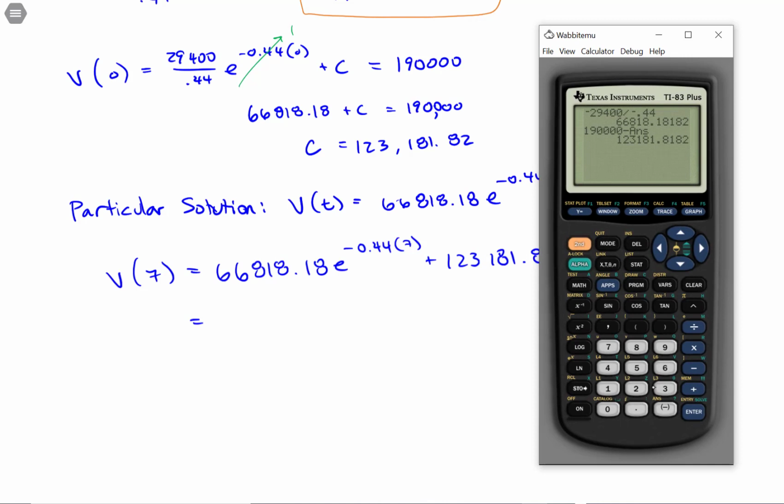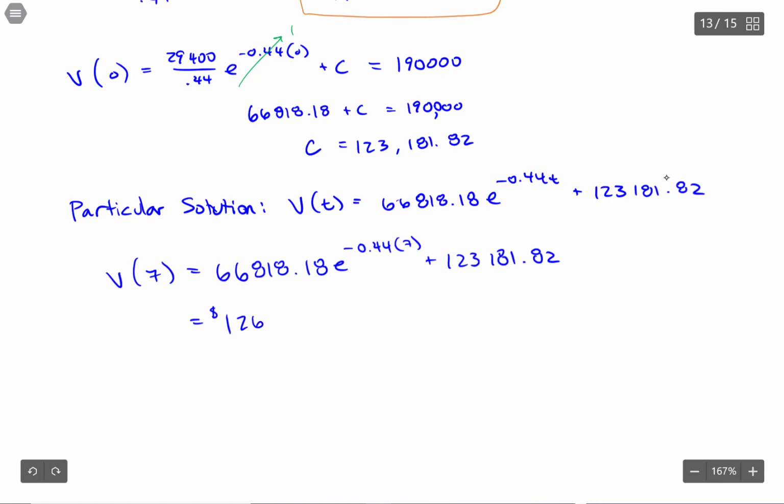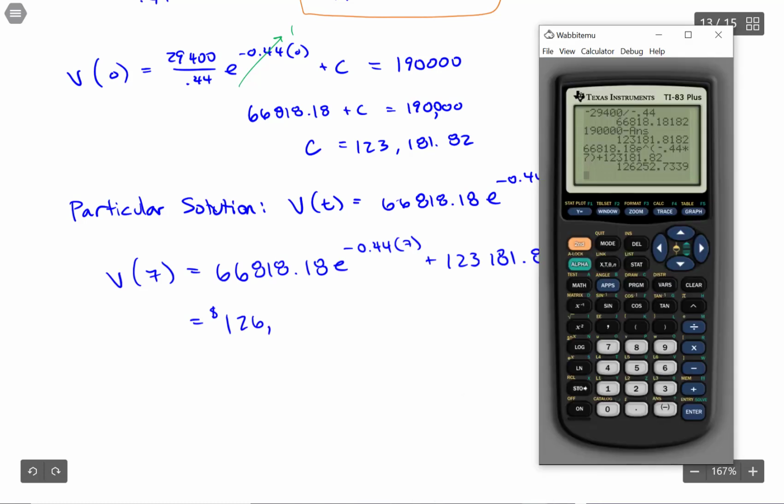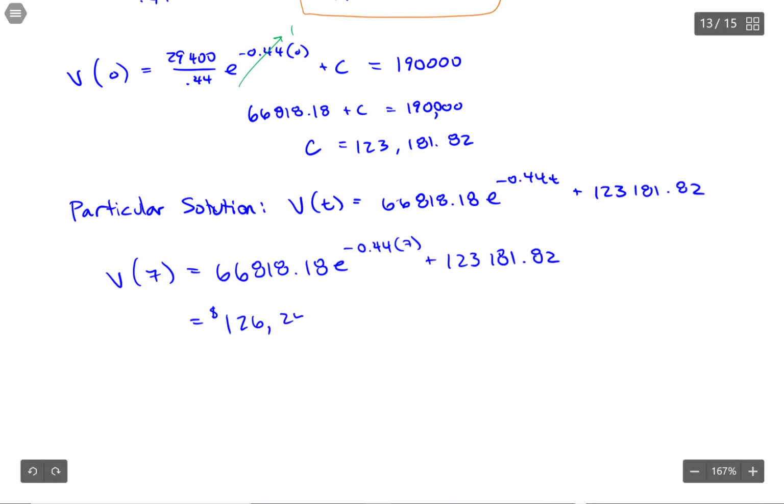And let's see, 66,818.18 e to the negative 0.44 times 7 plus 123,181.82. Hopefully I've typed all that in correctly. So 126,252.73.